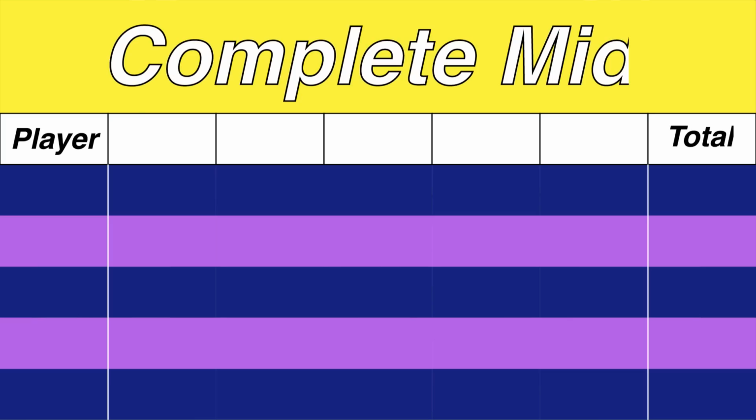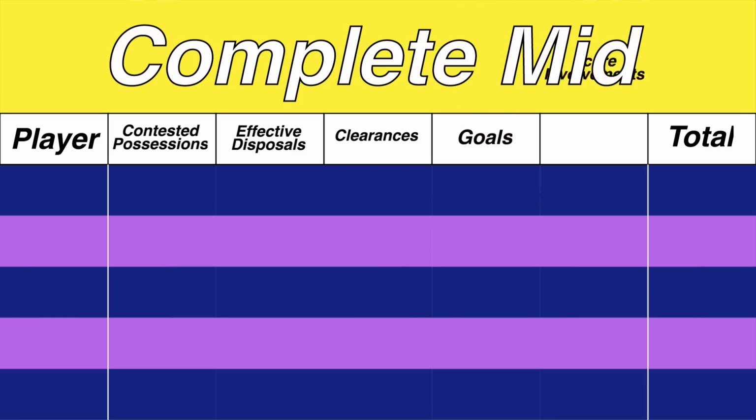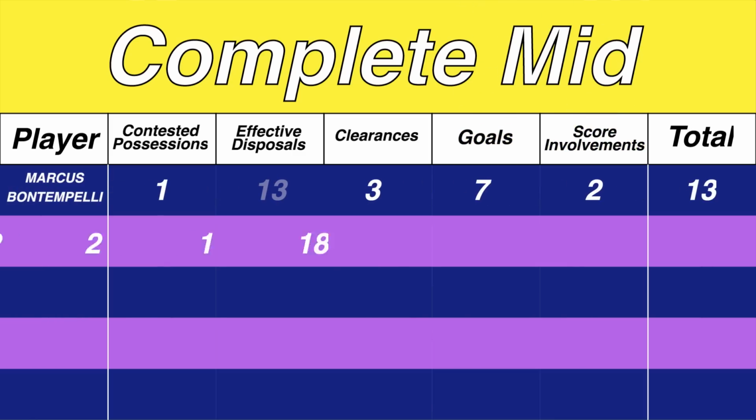Here we wanted mids that give a more damaging output, and used contested possessions, effective disposals, total clearances, goals and score involvements. Marcus Bontempelli was the dominant winner, followed by Christian Petracca.